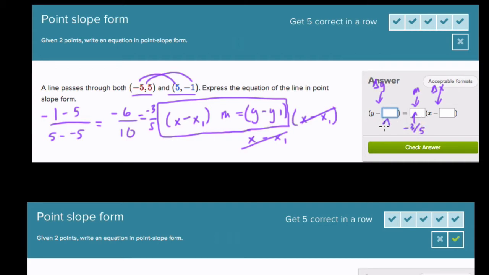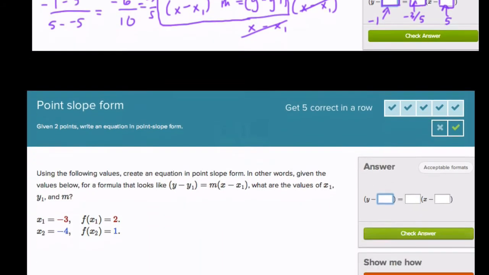And then for the y values, you can pick any point. I'll pick the second point. So -1 is my y value, and the x value goes here, 5. So to recap, all you're doing is finding the slope, and that goes in this box right here. Take any of the points, take the y value of one of the points and put it here, and the x value of that point and put it there. That's one type of question you'll see.